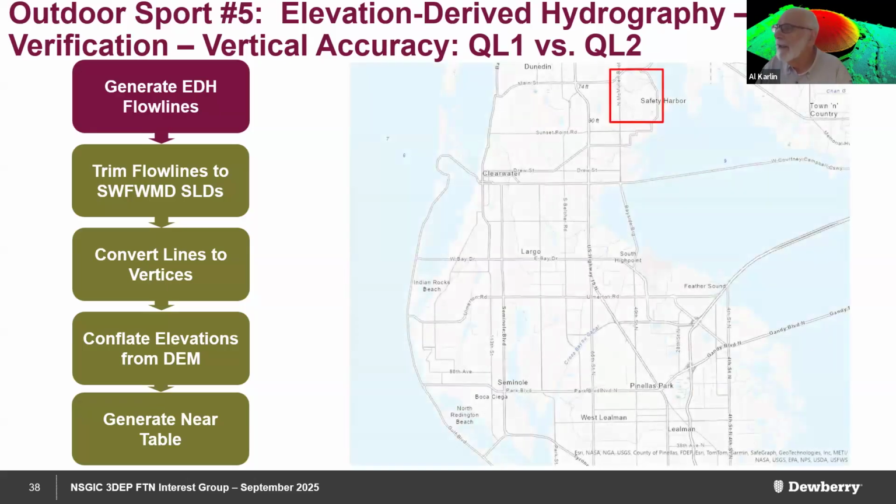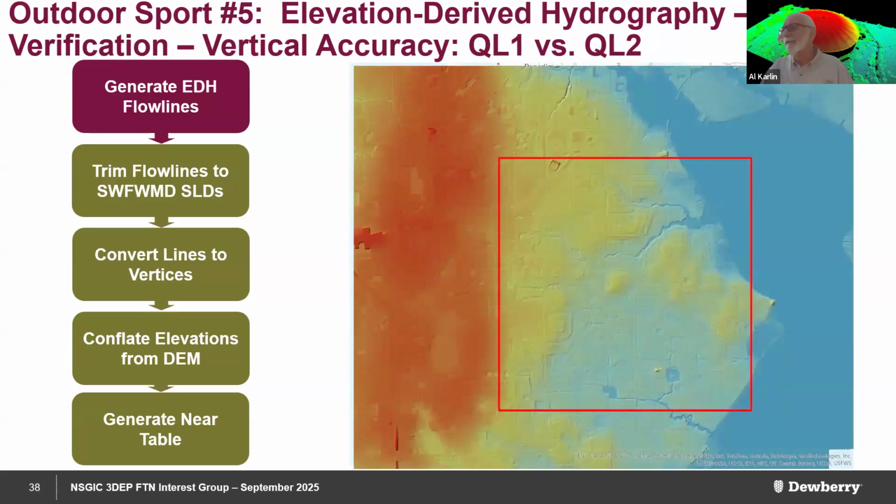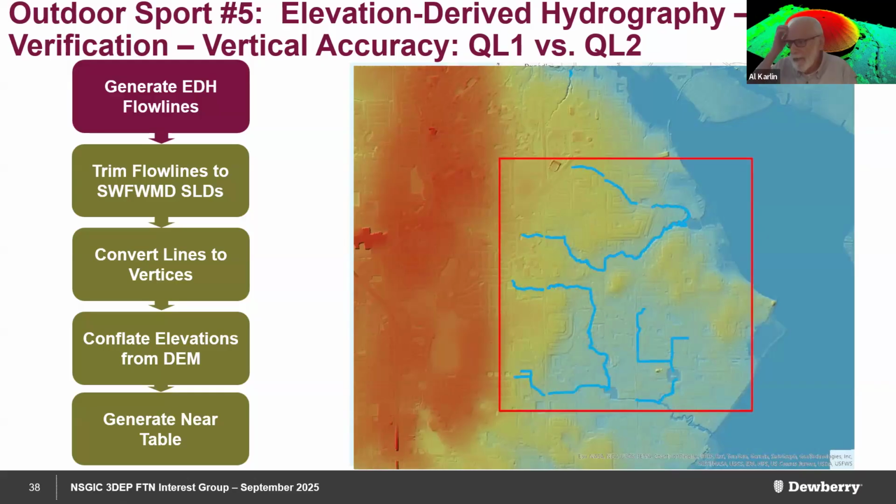Just to show you, this is our watershed up in Safety Harbor of Pinellas County. The area over here is Tampa Bay. The area over here is the Gulf of whatever, it's either Mexico or America. And our study area is that area right there. I'll zoom into it and show you what the elevation model looks like. You can see it's fairly well developed to the west, and there are several double line drains out to the east as the watershed empties into Tampa Bay.